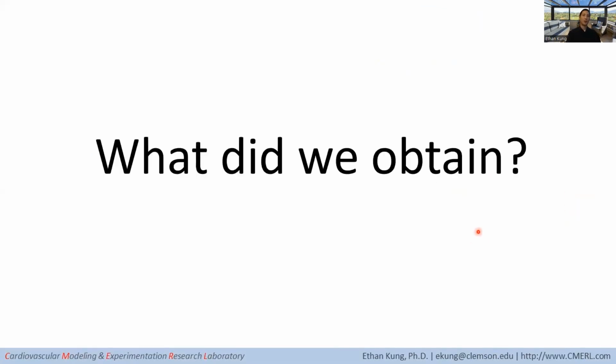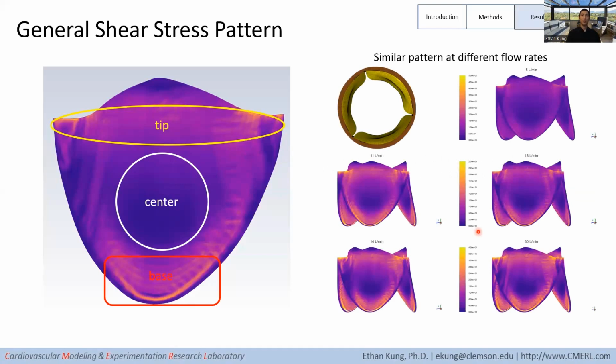So let's look at some results of the shear stress analysis. So the general pattern of shear stress that we observed looks something like this, where you see peak shear stresses typically at the tip of the leaflet. And then at the base of the leaflet, we have a region with also elevated shear stress. And at the center, we have low shear stress. And we see the same kind of pattern for different flow rates and different valve sizes and geometries.